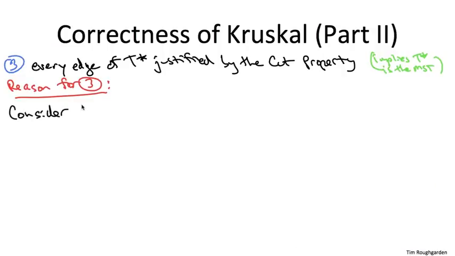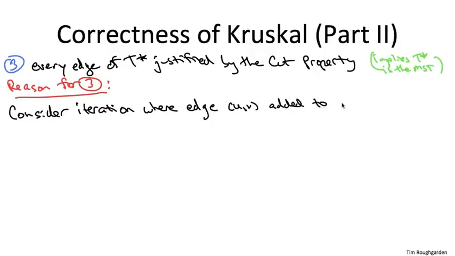So to argue that, let's just sort of freeze Kruskal's algorithm at some arbitrary iteration where it adds a new edge. We need to show that this edge is justified by the cut property. So maybe this edge has endpoints u and v, and let's let capital T denote the current value of the edges selected by the algorithm so far.